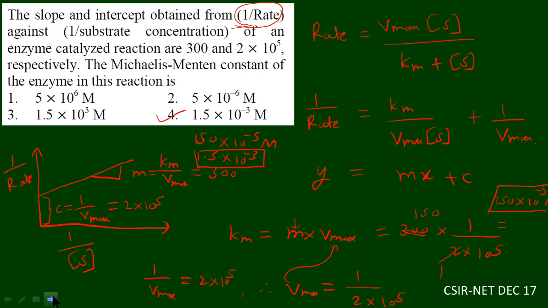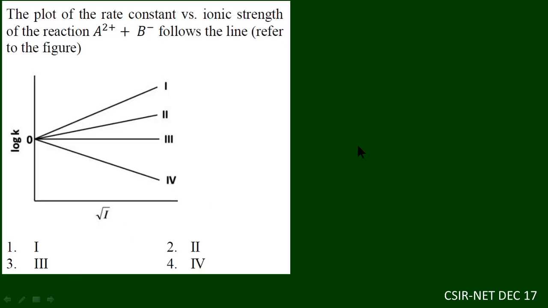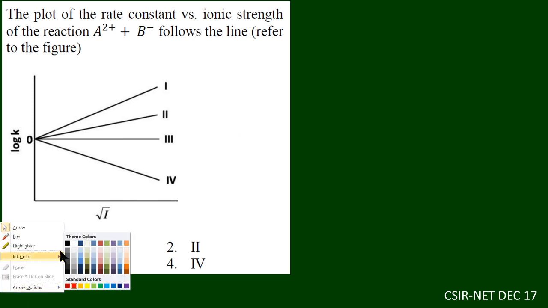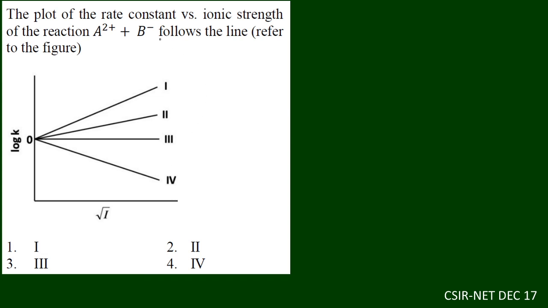Now we see the next question. In this question, we are asked which plot is for A2 plus and B minus in this figure. For solving such a question, you must know this equation: log of k is equal to 2A into Z plus Z minus into root I. A is a constant with value 0.509, and Z plus and Z minus are the charges.